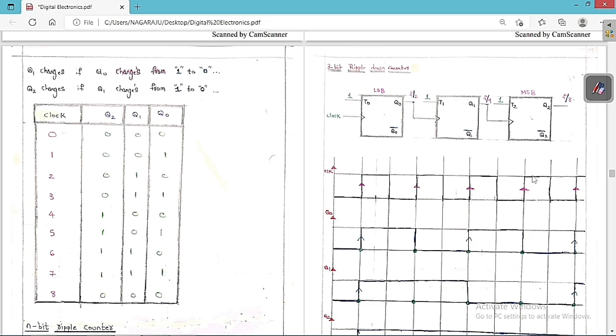Again the clock is changing from 0 to 1, so again the output is going to change. So this is the graph that we are going to get. Similarly, Q1 is going to change only when Q0 changes from 0 to 1.